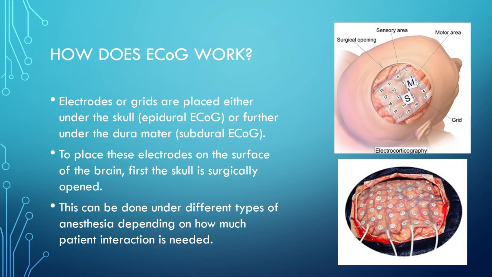To place these electrodes on the surface of the brain, first the skull is surgically opened by removing a part and exposing the brain. This can be done under different types of anesthesia depending on how much patient interaction is needed. After the brain is exposed, the electrodes are surgically placed on the cortex with previous data from preoperative EEG and MRI. As I mentioned, this placement can be either epidural or subdural.